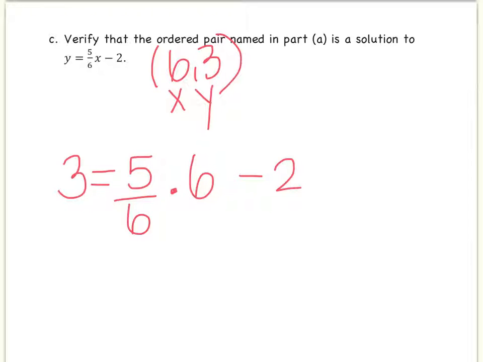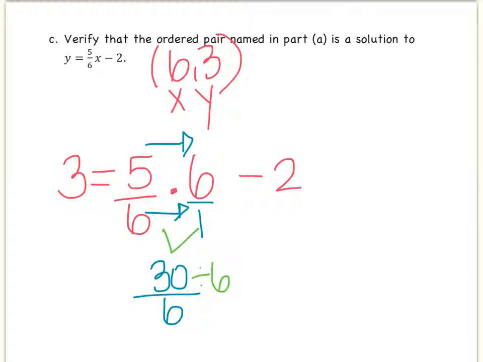First thing I need to do is multiply 5 over 6 times 6. And again, I could put 6 over 1, and I could multiply those fractions across. So I get 30 over 6. Oh, hey, wait a minute. 30 over 6, I could divide those both by 6, and I get 5 over 1. 5 over 1 is really just 5.